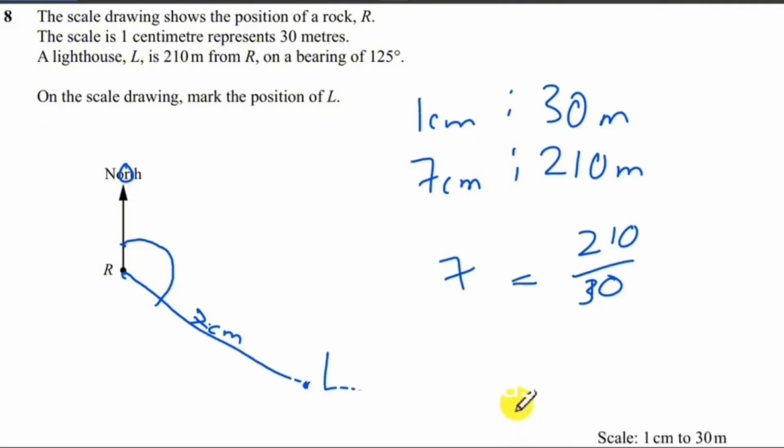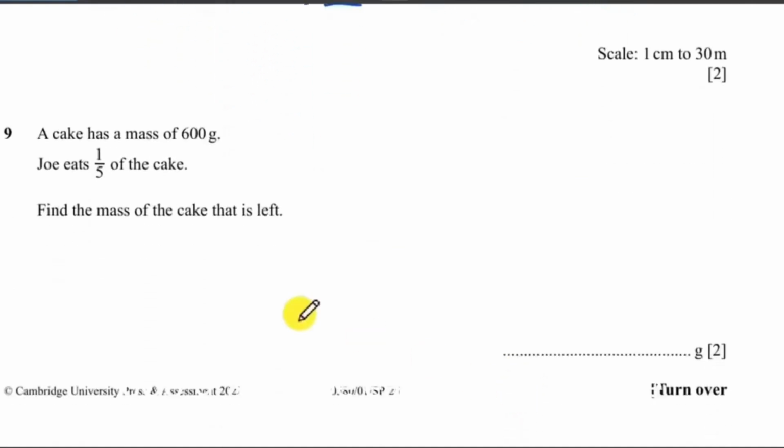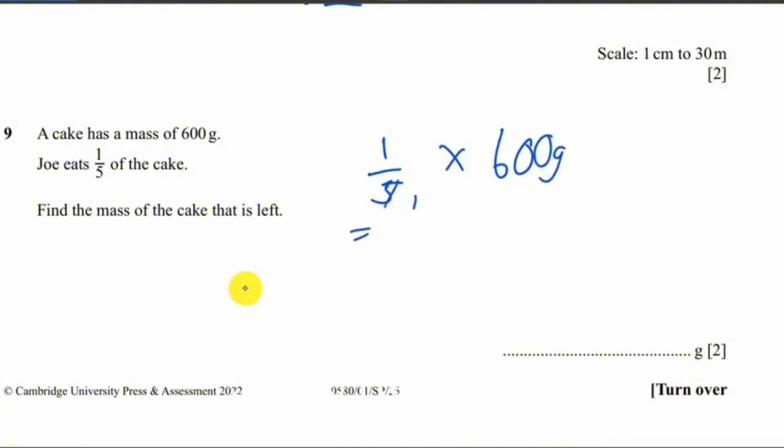Right. A cake has a mass of 600 grams. Joe eats 1/5 of the cake. Find the mass of the cake that is left. So this is a fraction. 1/5 of is always replaced with times 600 grams. So we're going to do some division. 5 into 5, 1, 5 into 6, 1 remainder 1, 5 into 10, 2, 5 into 0, 0. So the mass that Joe eats is 120 grams.